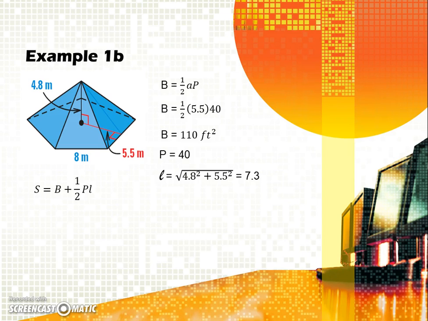Now we just plug it into our formula: 110 plus 1/2 times 40 times 7.3. We get 256 square meters.